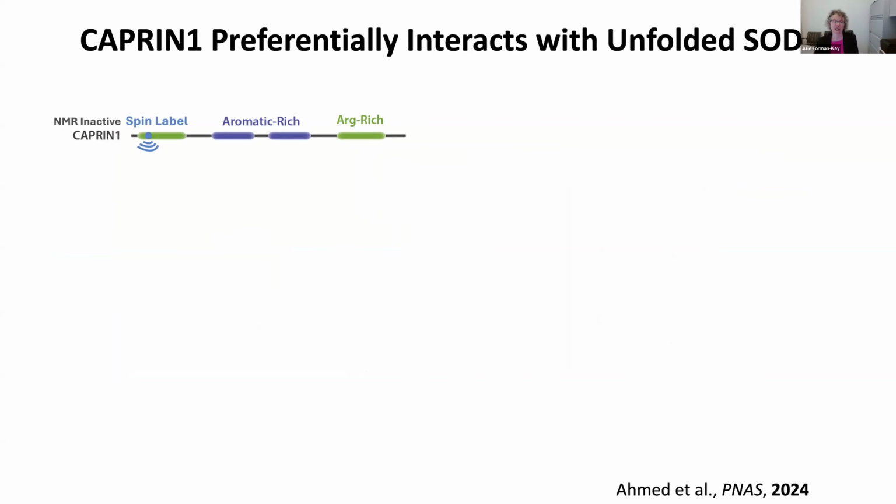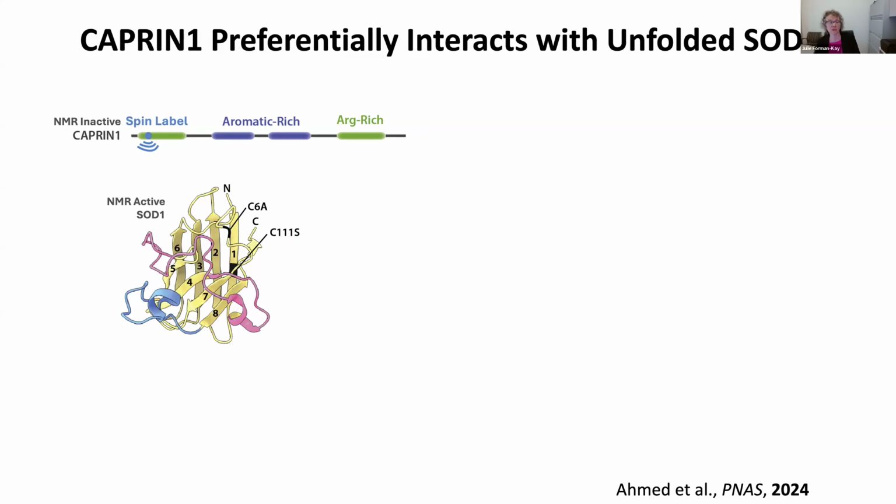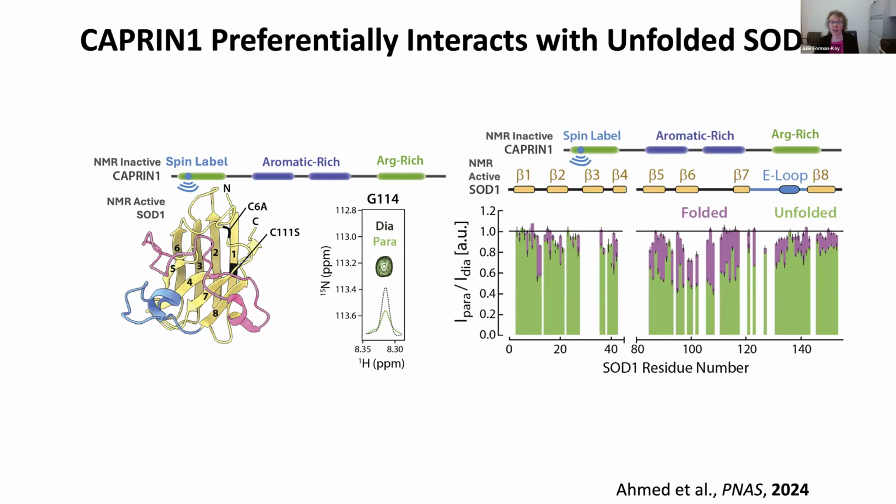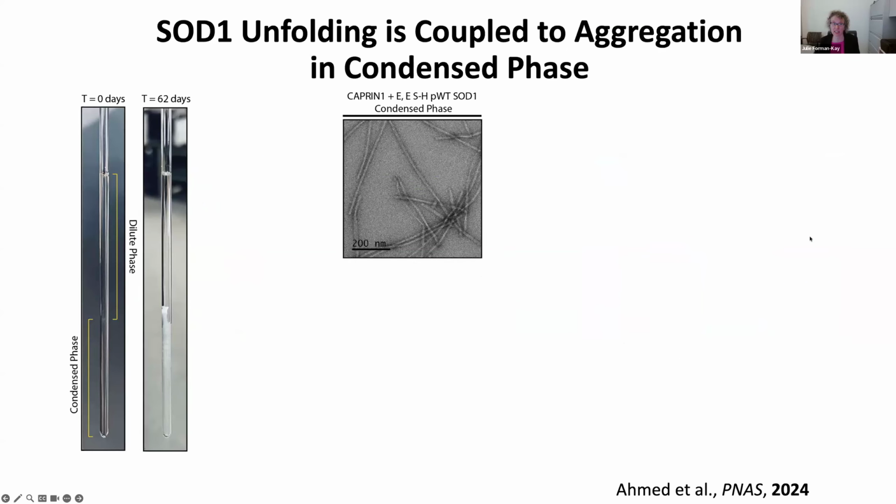And we can use paramagnetic relaxation enhancement with a spin label on an NMR-inactive Caprin molecule and put the NMR active isotopes in the SOD1 and look to see which residues in SOD1 are close to the spin label on the Caprin-1, which we read out by broadening of the resonance in the paramagnetic case compared to the control diamagnetic case. And if we look at the intensities, in this case doing an amide-based experiment in the condensed phase, we can see that Caprin interacts much more with unfolded resonances of SOD1 than the folded state, where we have very little broadening.